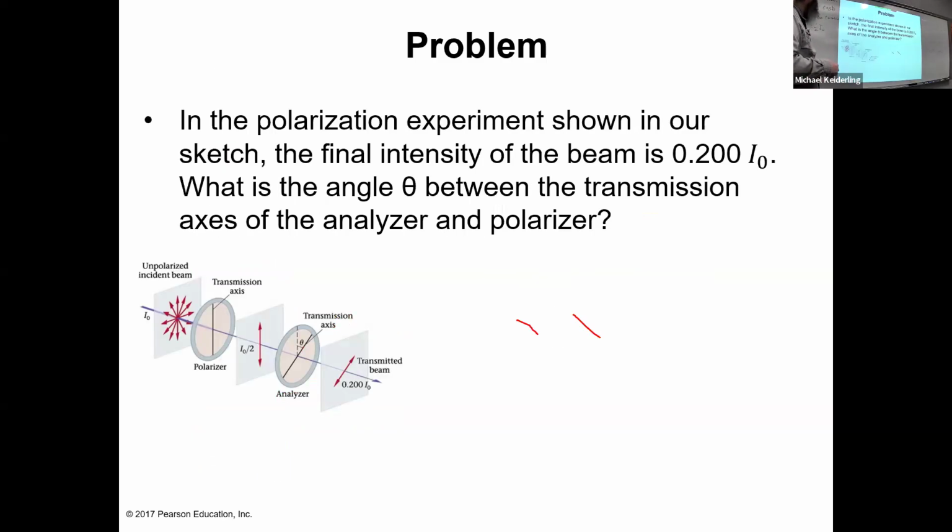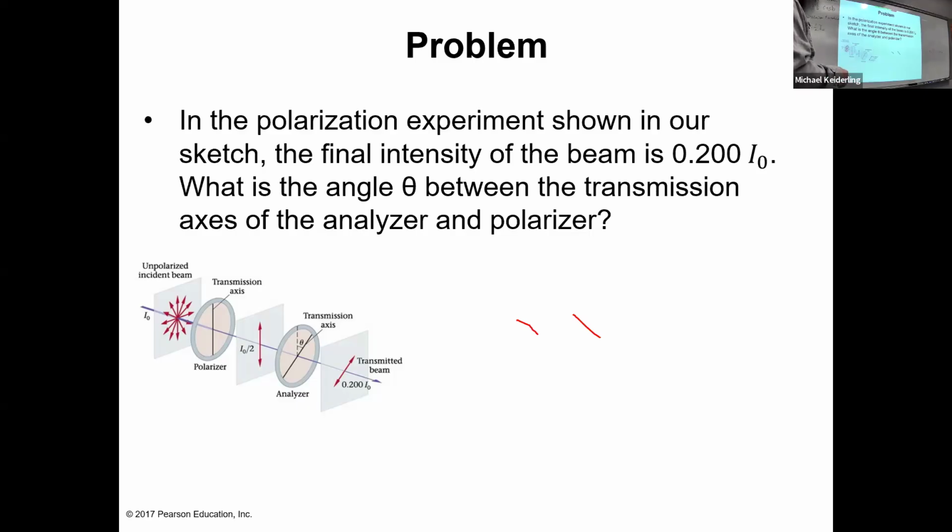So here we have a polarization problem. We have an incident unpolarized beam. We have one polarizer here, and then we have another polarizer at an angle of theta. And the transmitted beam is 0.2 of the initial source beam. So if the final intensity is 0.2 of the initial source beam, what angle theta is between the transmission axes of the analyzer and the polarizer?